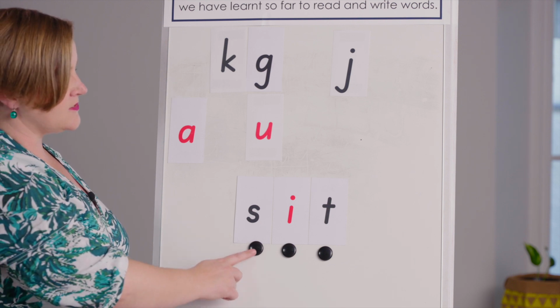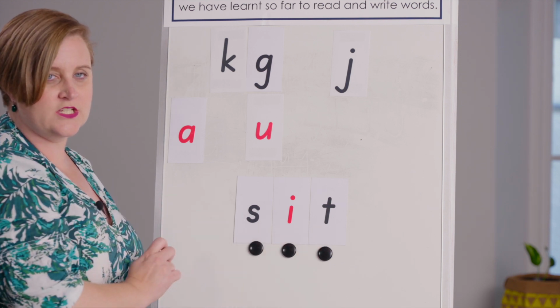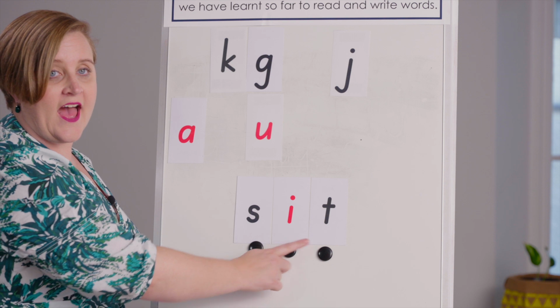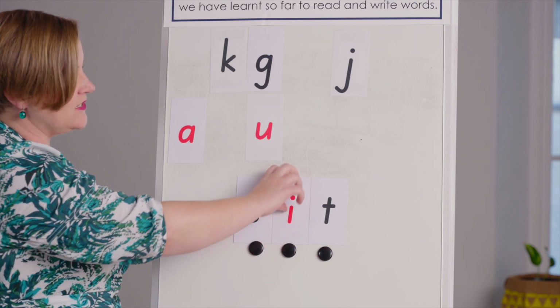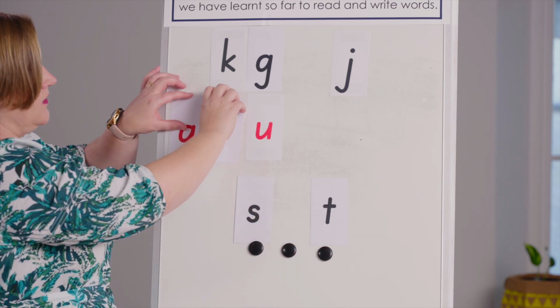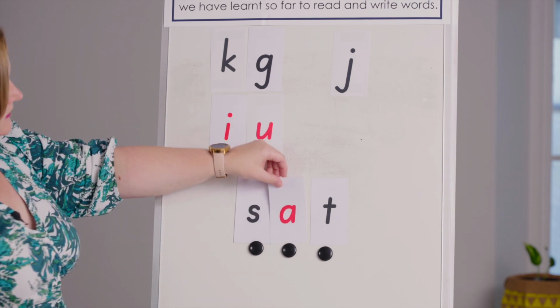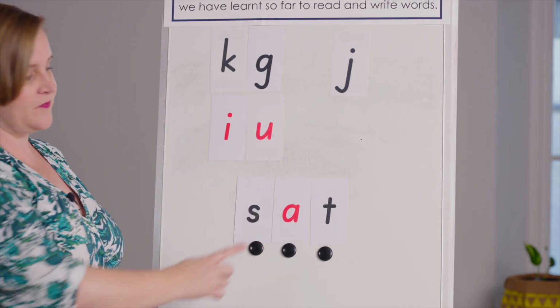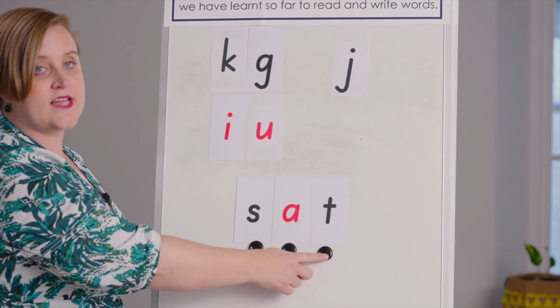If this says sit, make it say sat. What are we changing? S-at. Yes, we need to change our vowel sound. Out goes the it, and in comes at. Let's read it. S-at, sat.